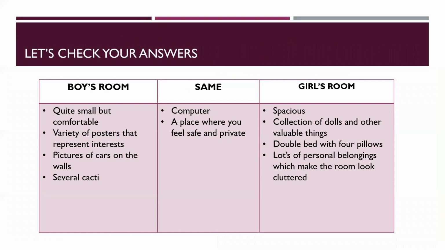Let's check your answers. Look at the differences first. Boy's room is quite small but comfortable. There is a variety of posters that represent the interests. There are pictures of cars on the walls. And there are several cacti.